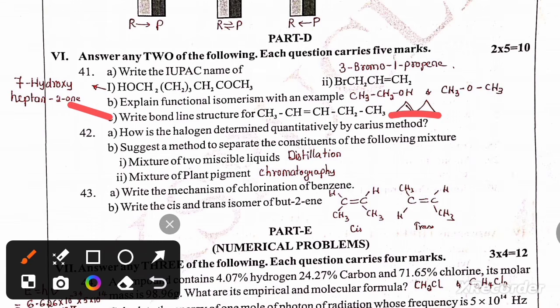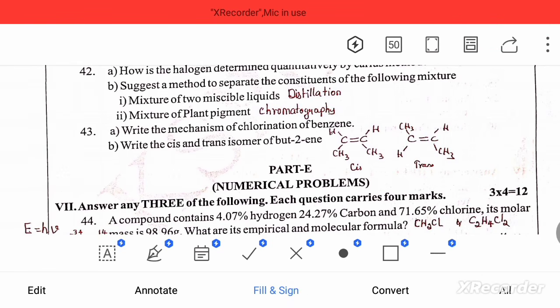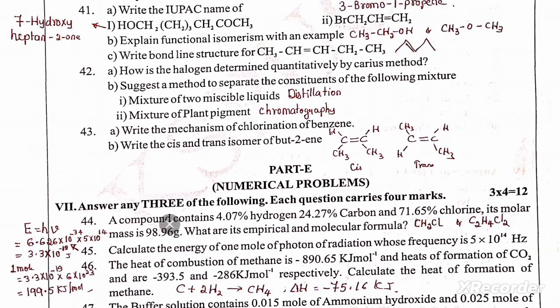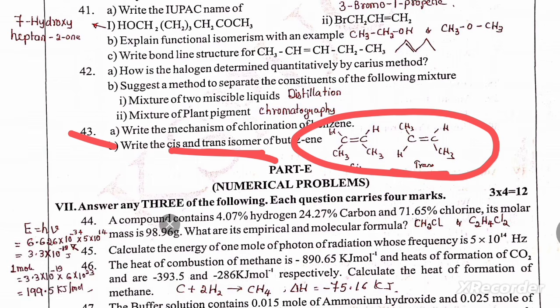Then halogen detection by the Carius method is easy. Then a mixture of two miscible liquids can be separated by distillation, and a mixture of plant pigments can be separated by paper chromatography or any chromatographic technique. Mechanism of chlorination of benzene is very easy, a 3-step mechanism. And the B question, cis and trans isomers of butene, is also a very easy question.